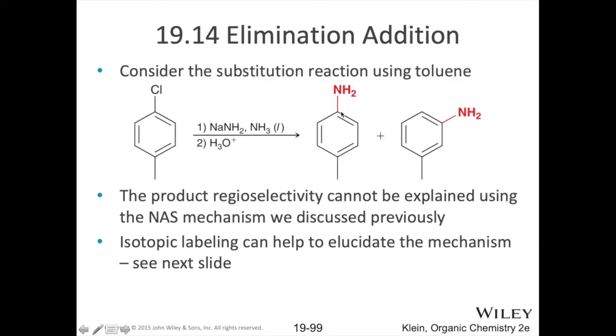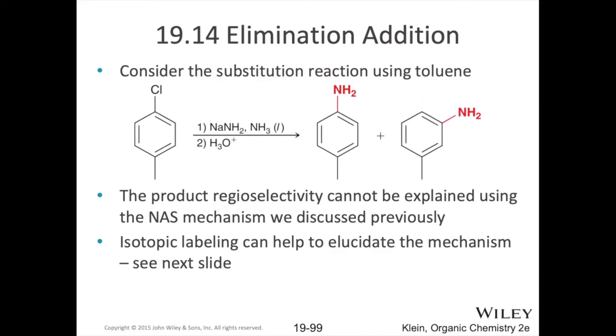All right, so we see that amino group showing up where the chlorine was, but we also see that amino group on a carbon adjacent to that, where that leaving group used to be. Okay, so why is that? We can't have it go through our NAS mechanism, right? This doesn't account for why we would see this second product, so there must be another mechanism involved.